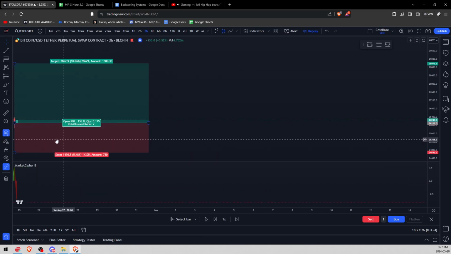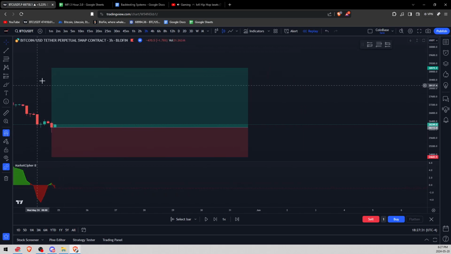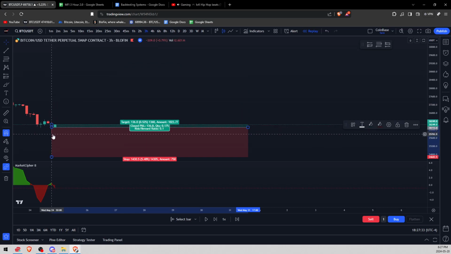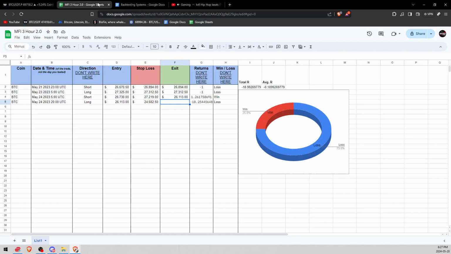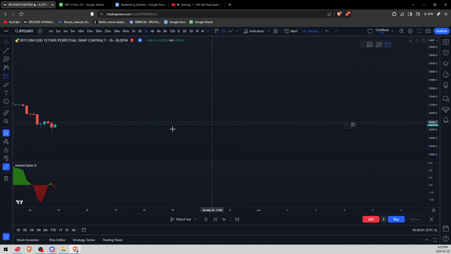Look at that though. It switched over, but in the green. We closed it at 26,249. Look at that. 50-50 win already. That's looking like a good donut to me. Don't mind the average return and total return, but you know, you win some, you lose some. But now we go into this trade.